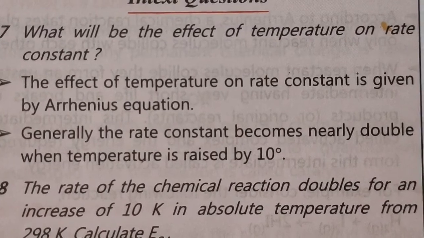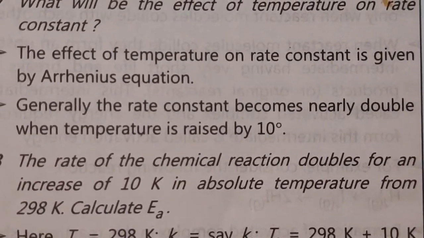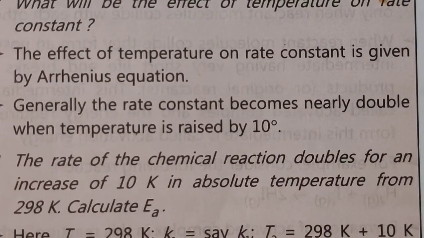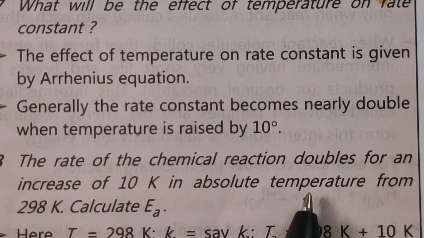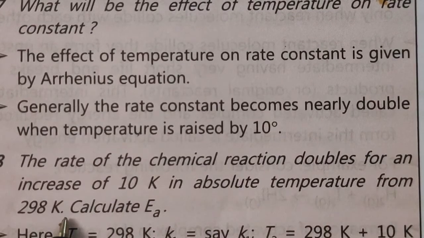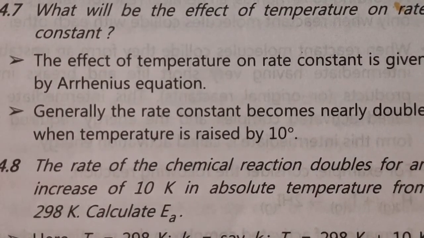Now you can see the next question. What is the next question? The rate of a chemical reaction doubles for an increase of 10 K in absolute temperature from 298 Kelvin. Calculate EA. Clear? So this one, 4.8 in-text, we are going to do now.